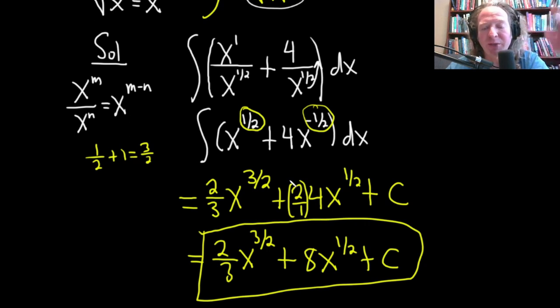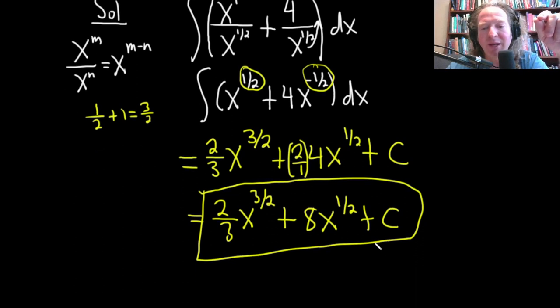Instead, we multiplied by the reciprocal, which is 2 over 1, and then just cleaned it up. 2 times 4 is 8, and all is good.